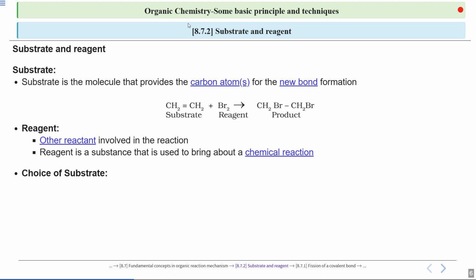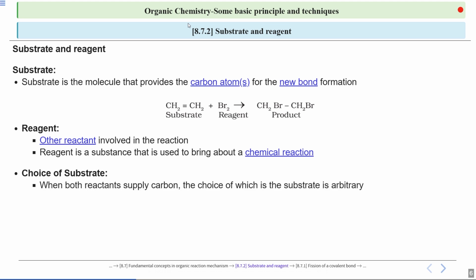The question arises, what will happen in the case where both the substrate and reagent are donating carbons? How will you decide the substrate in that case? If you look at the reaction carefully, you will observe that the supply of carbon is arbitrary. Arbitrary means it changes from reaction to reaction, or it depends upon the reaction you are looking at. So if both the reactants are giving the carbon, then the choice of substrate is arbitrary.